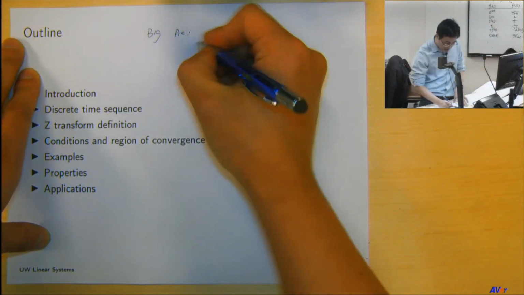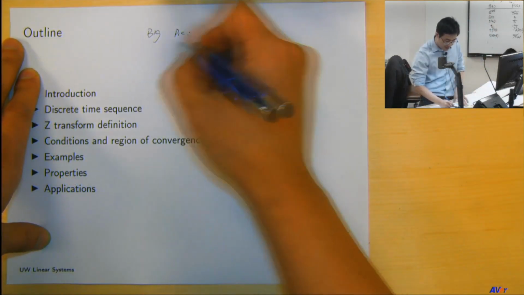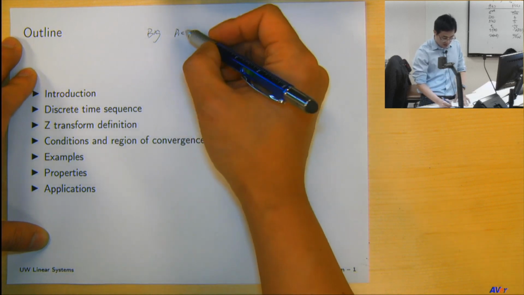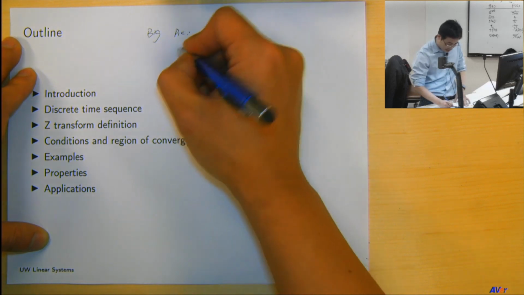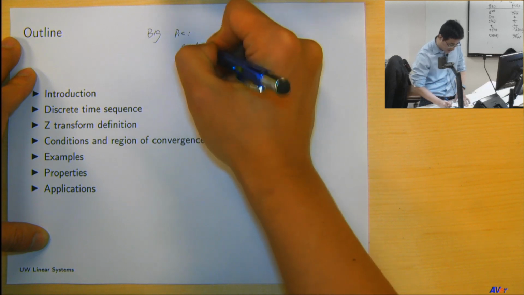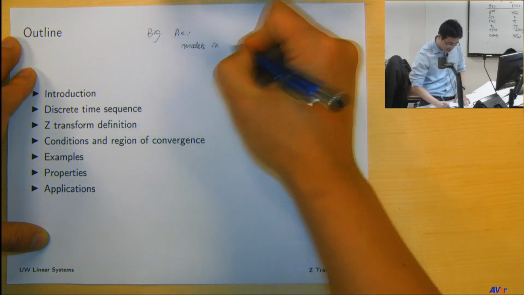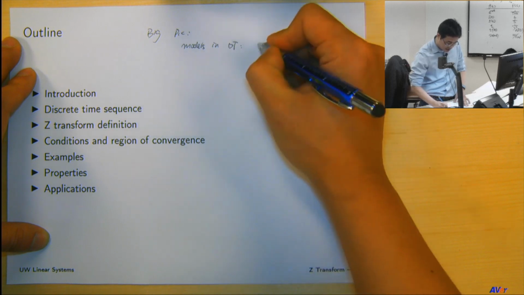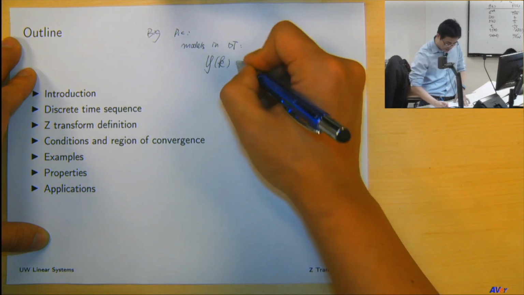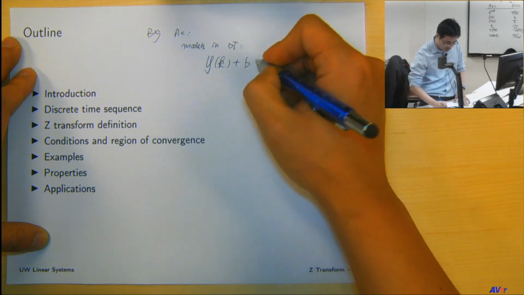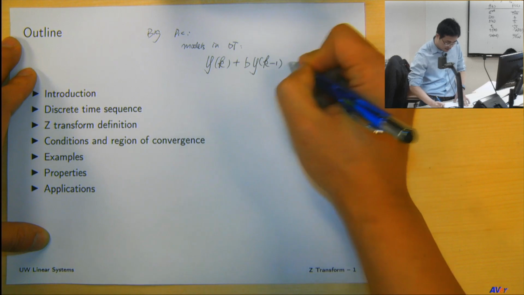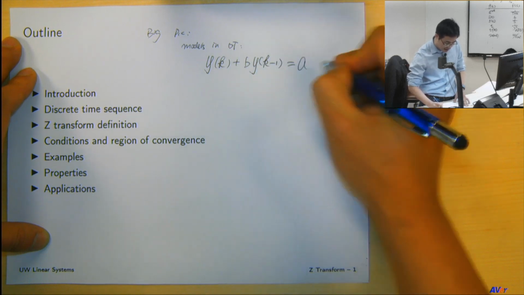So now we know the benefit of the Laplace transform. We can go entirely analogously to discrete time signals. In discrete time systems, we talked about models in discrete time that look something like this: y[k] plus, let's say, b y[k minus 1] equal to a u[k].